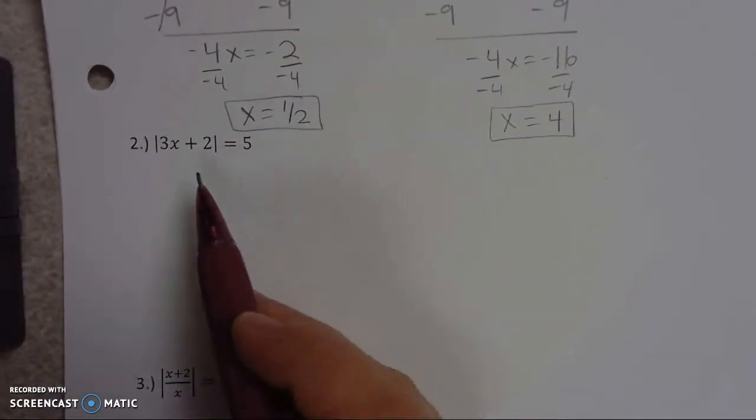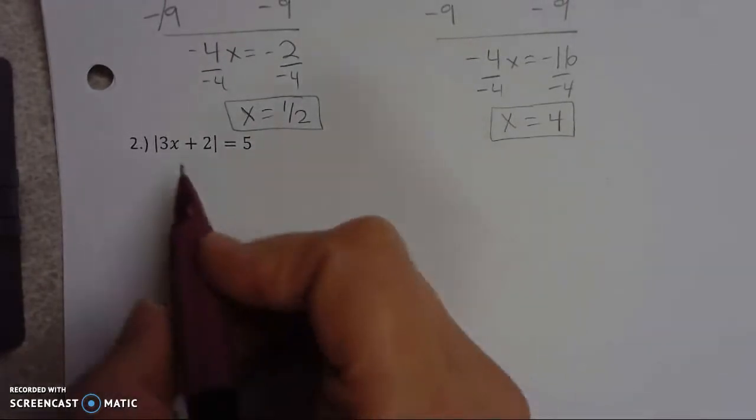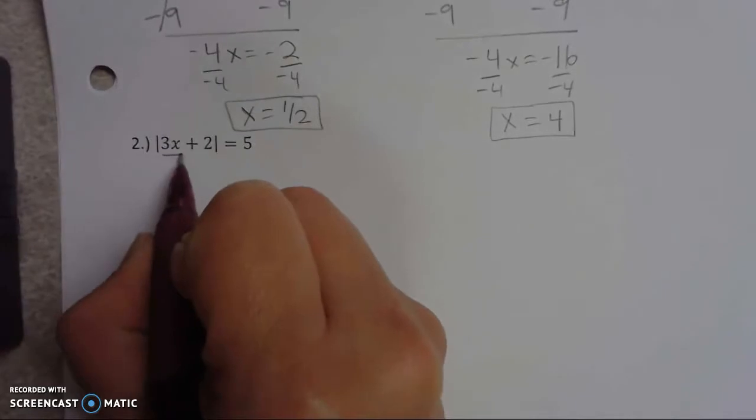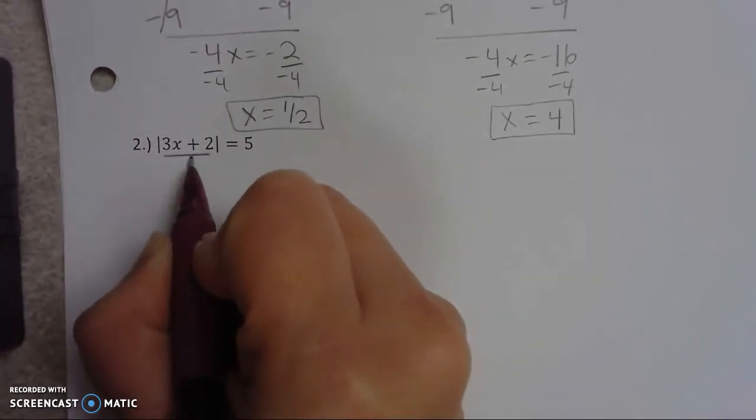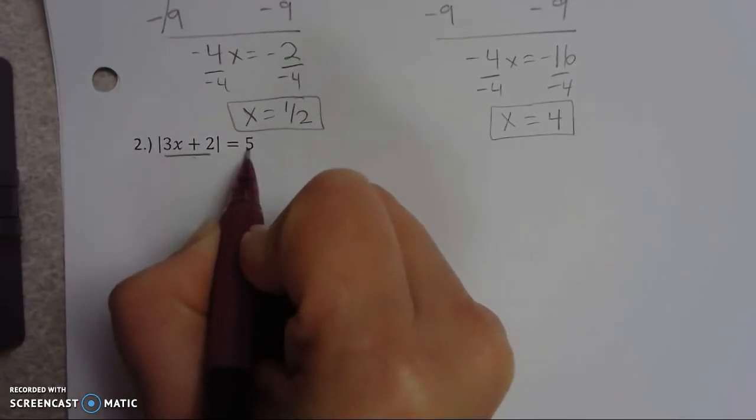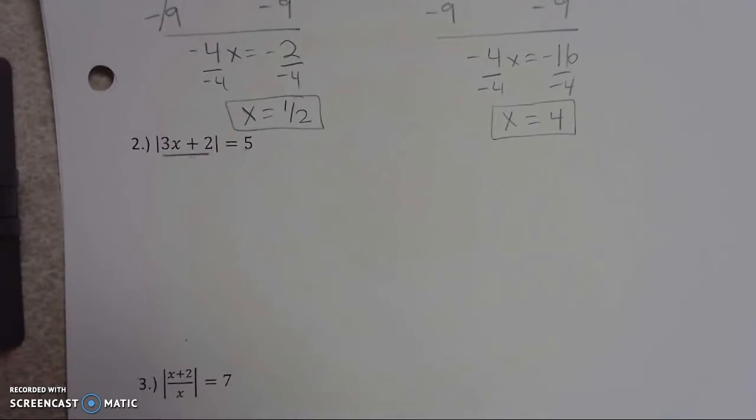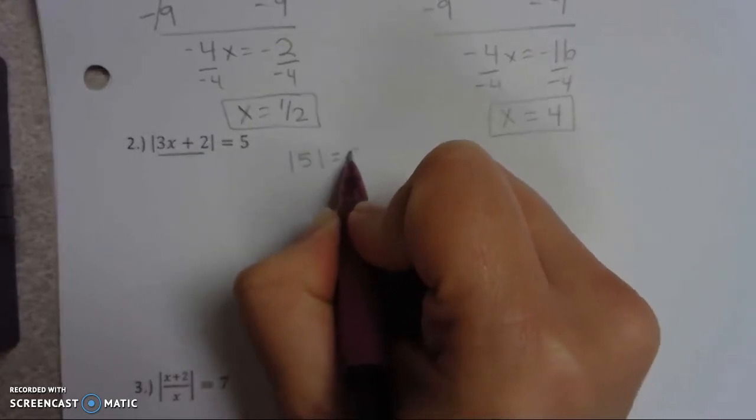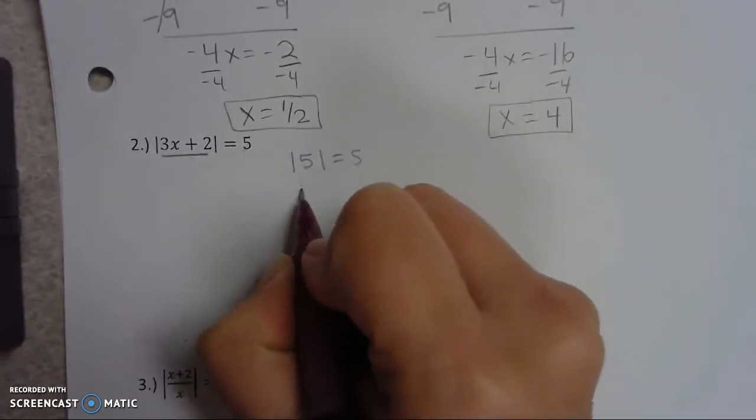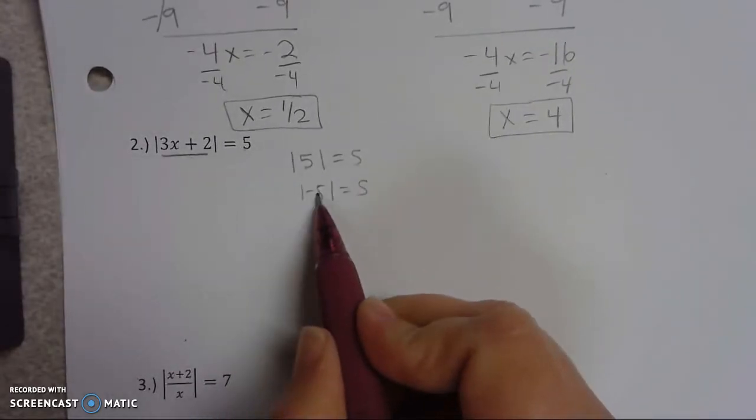Alright, on the second problem here, the absolute value of 3x plus 2 equals 5. So what this is telling me is that 3x plus 2, whatever its value, is a distance of 5 from 0. Well, what two numbers are a distance of 5 from 0? We know that 5 is a distance of 5, and we know that negative 5 is a distance of 5.